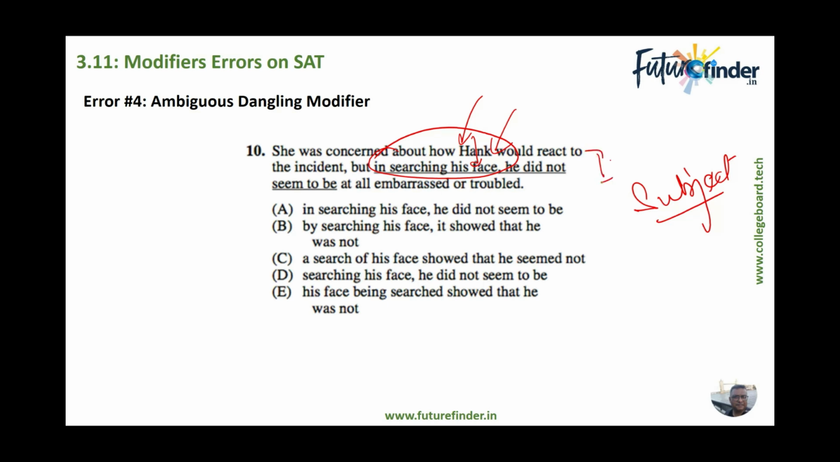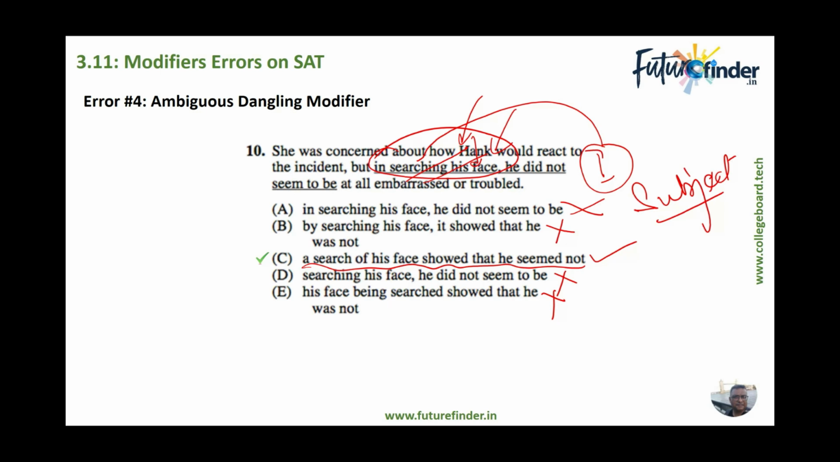And it may not be I or me or the seer who actually is searching the face. So, very ambiguous sentence. In searching his face, definitely not the way we can write it. In searching his face, no, definitely not a good answer. By searching his face, it showed that he was not, no. A search of his face, a general search of his face could be a right answer. Searching, again no, and again no. So the most probable answer to this one is definitely a C.